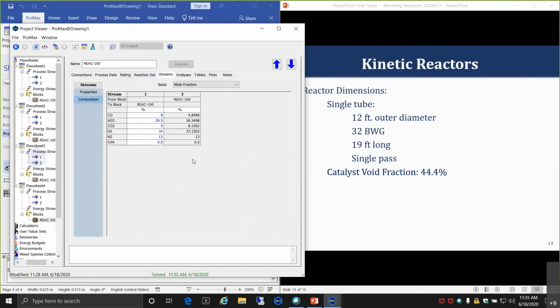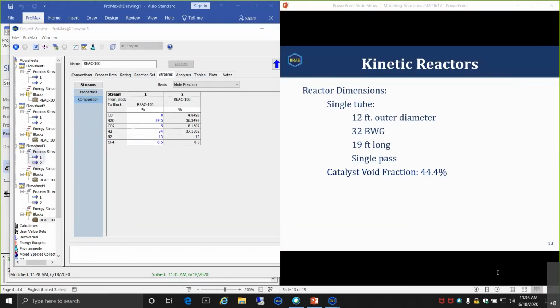That pretty much covers all of the different kinetic reactors that we have in ProMax. Hopefully this was useful for you and has given you an idea of what can be done in ProMax. The reactions are very, very useful and general. You can do a lot of different things with them. It's just a matter of what data you have and how much information you're willing to either guess or put into your model.